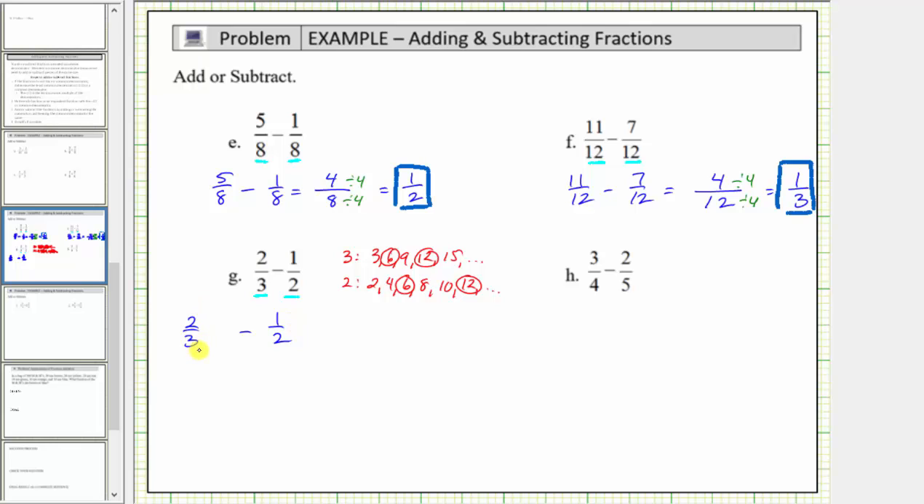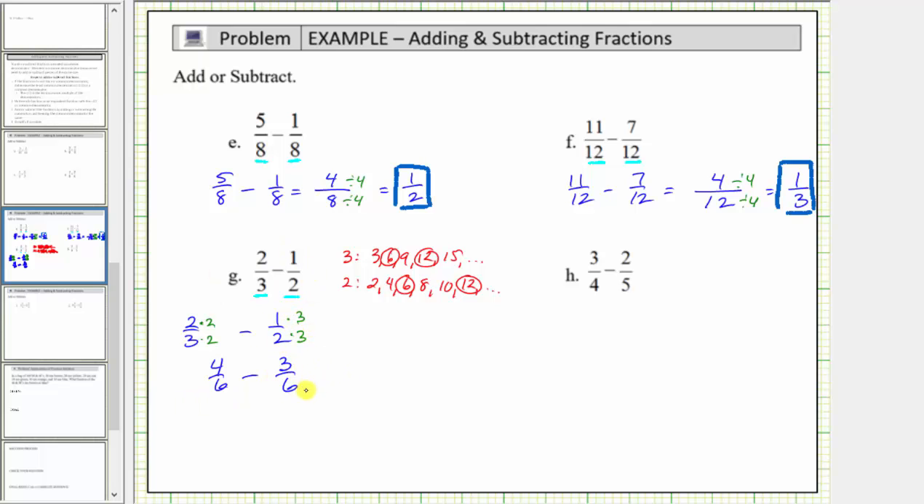To write 2/3 as an equivalent fraction with a denominator of 6, we multiply the numerator and denominator by 2, because 3 times 2 is equal to 6. To write 1/2 as an equivalent fraction with a denominator of 6, we multiply the numerator and denominator by 3, because 2 times 3 is equal to 6. So notice that 2/3 is equivalent to 4/6, and 1/2 is equivalent to 3/6.